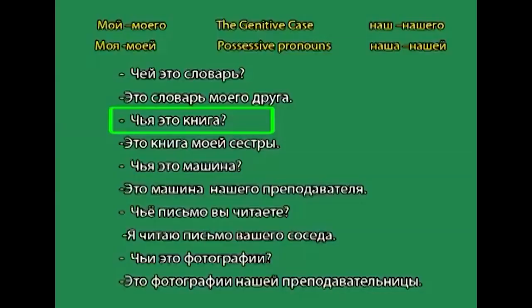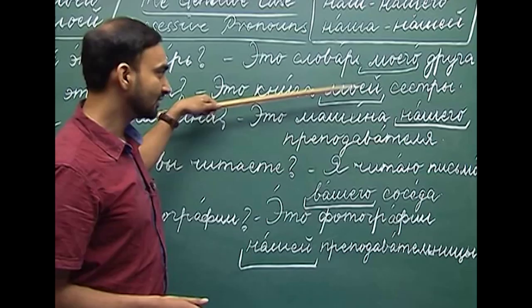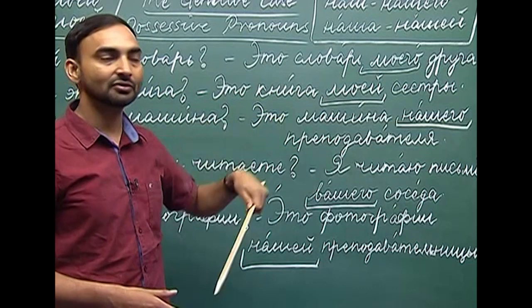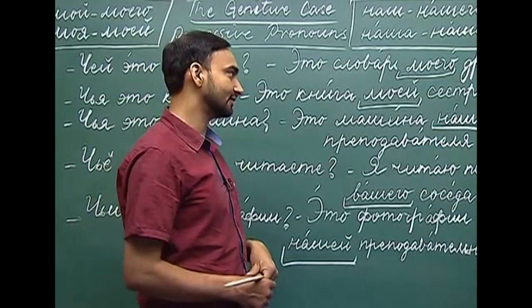Next question. Чья это книга? Whose is this book? Это книга моей сестры. So, sister is feminine. That is why we have used моей. Моей has come from моя. So, nominative моя changes to моей in the genitive case. Это книга моей сестры.